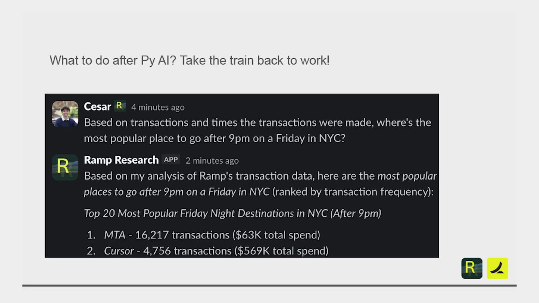And lastly, I'll leave us off with one other request that I made to Ramp Research, which is, what should we do after PyAI? And so I asked it based off of the transactions that we have in Ramp's data. And the top answers are MTA and Cursor. So that means we're taking the train back to work.